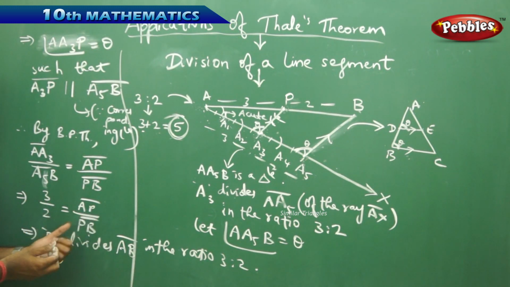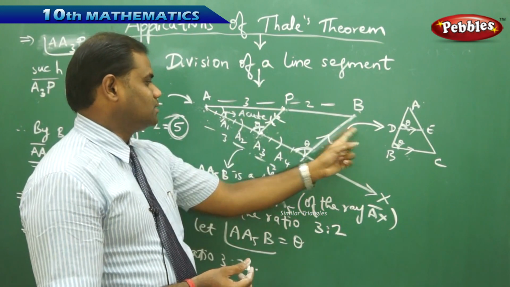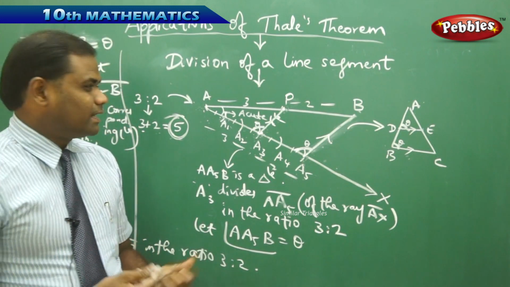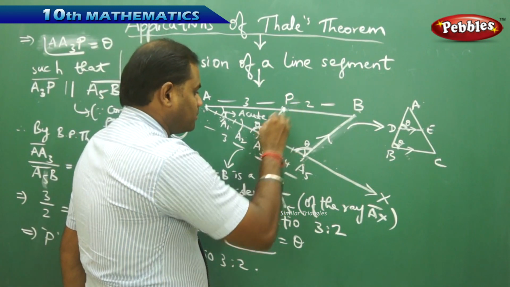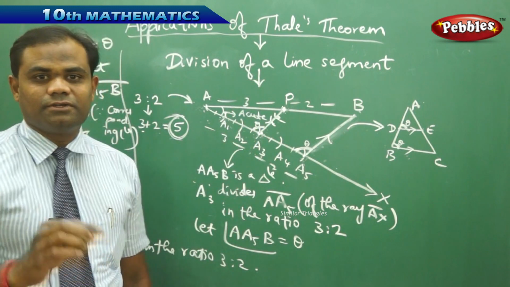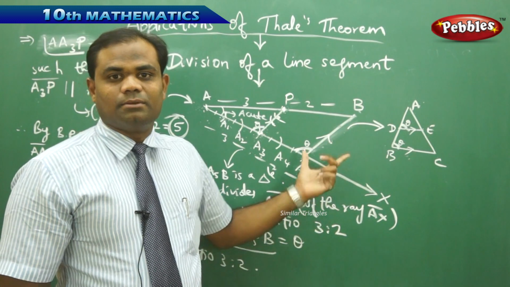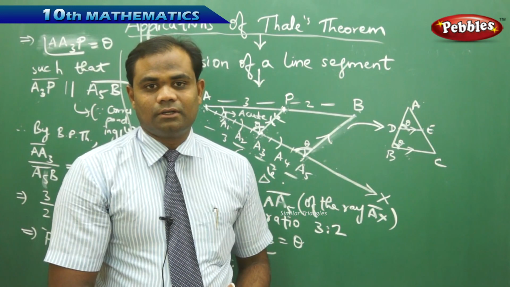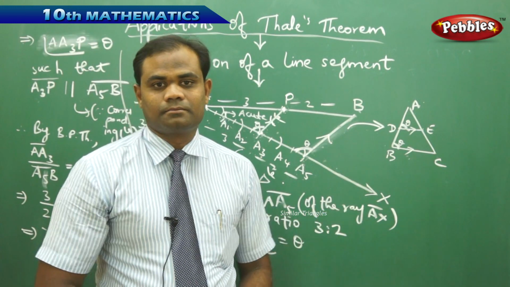This clearly makes me understand that when AP by PB is 3 by 2, that means P divides AB in the ratio 3:2. Therefore, dividing a line segment in the ratio 3:2 was possible by identifying the point P from here, so that I can clearly get the point on AB which divides AB in the ratio 3:2. So for any ratio, the method is the same, but the concept changes with the values. But ultimately, the construction process and the steps are one and the same.